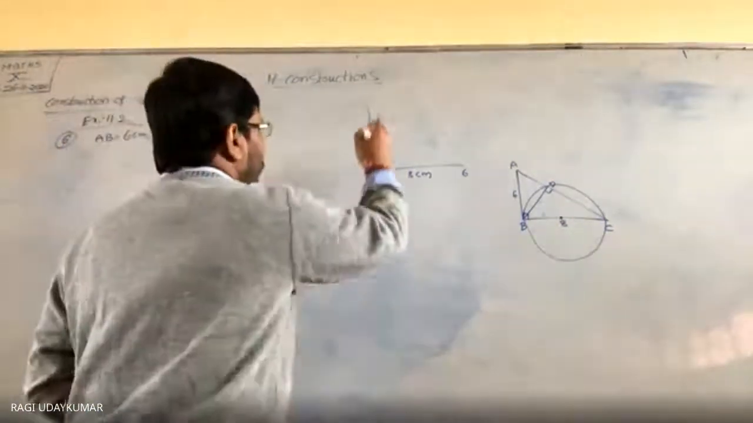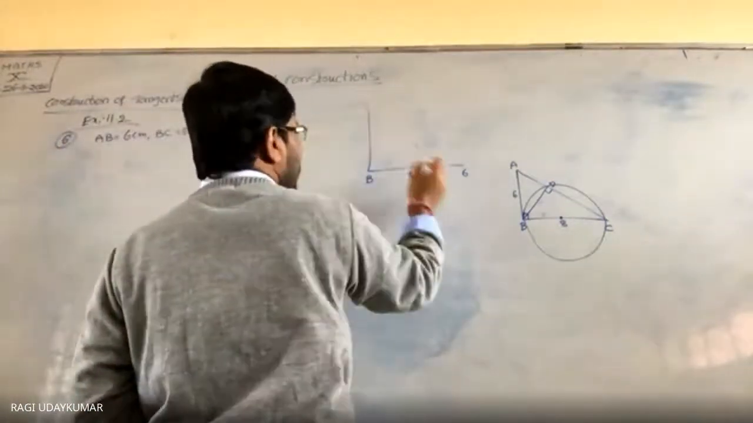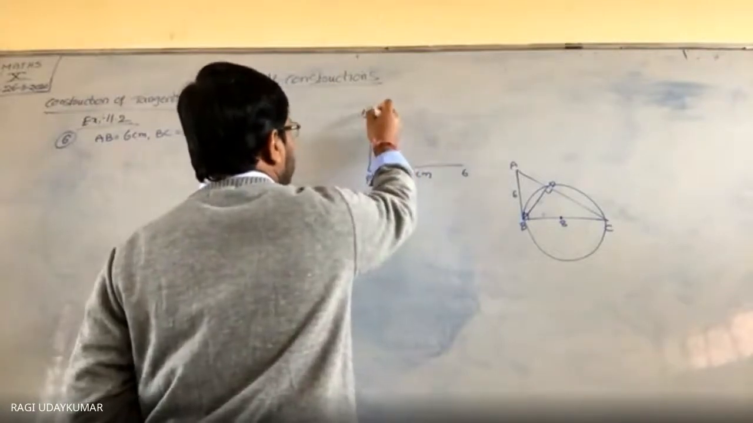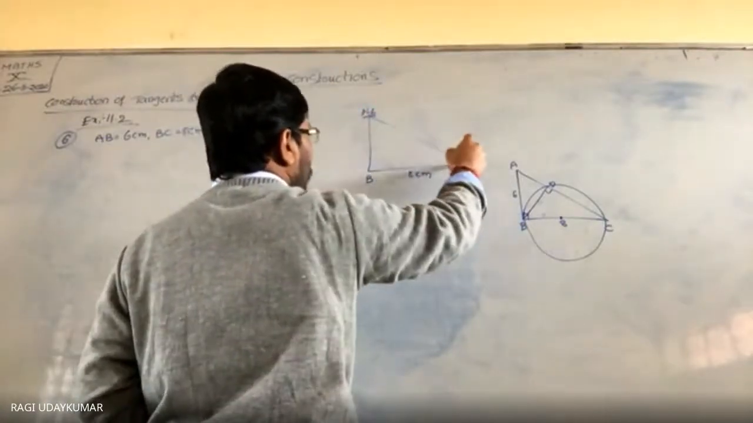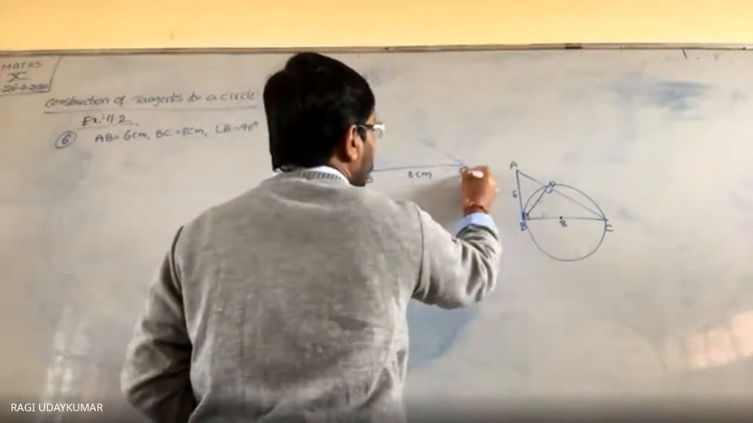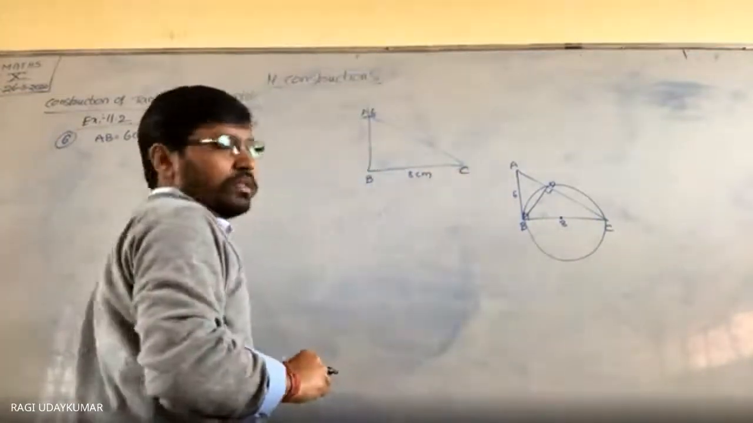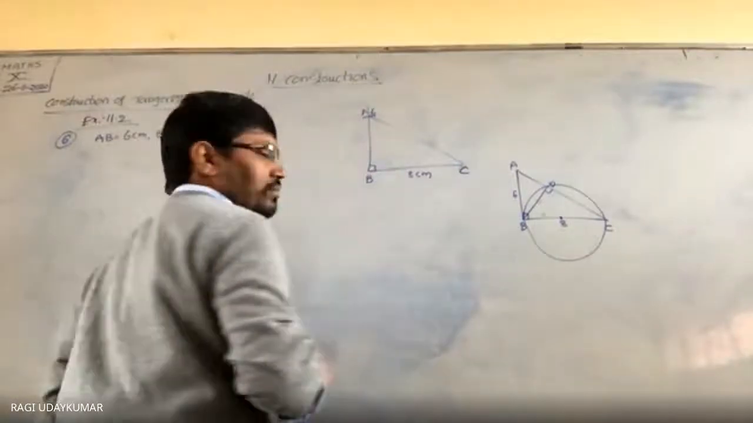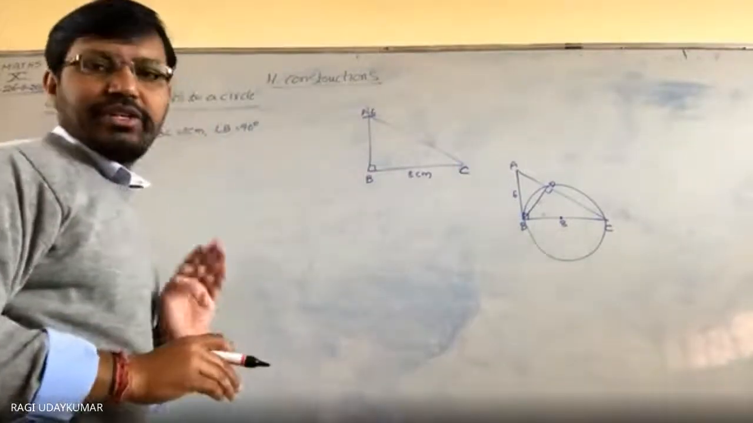Okay. So now here, after drawing the 6 centimeters, cut. Yes, A and A to C join. This point C. So C and A. Now this is 90 degrees. Okay, triangle construction is over.